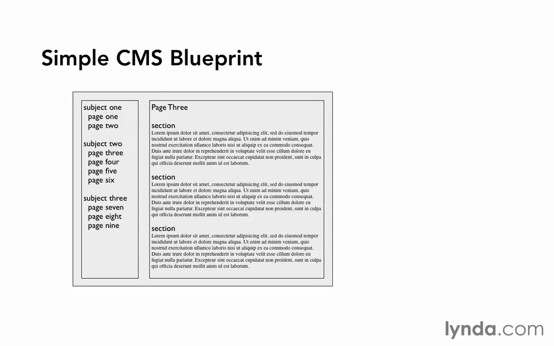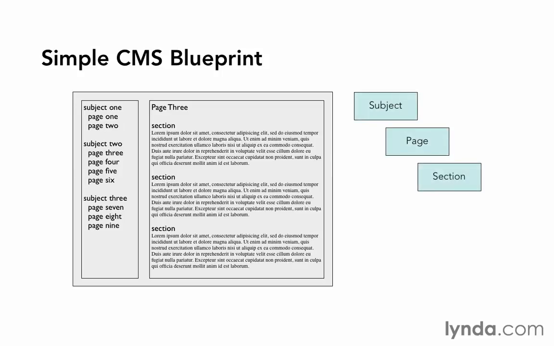There's a navigation on the left that shows the available pages of content grouped by their subject. We can click on any page name and it takes us to that page. The content of each page will be on the right. Each page will be composed of several sections. In my example, we're looking at page 3, and we see the 3 sections of content that should appear on page 3. The hierarchy here is subject, page, sections.